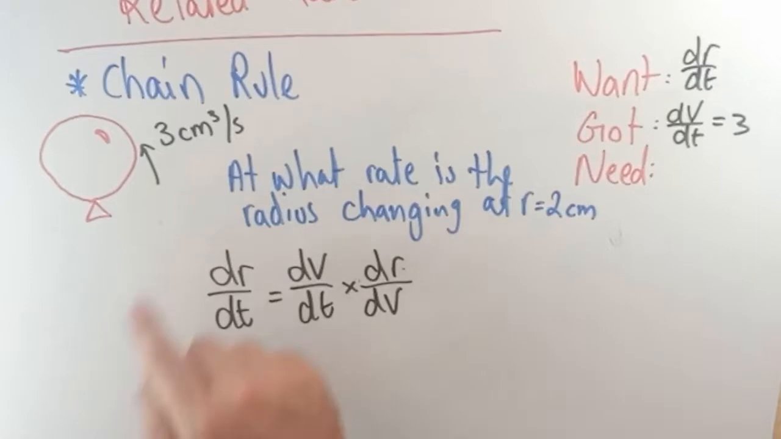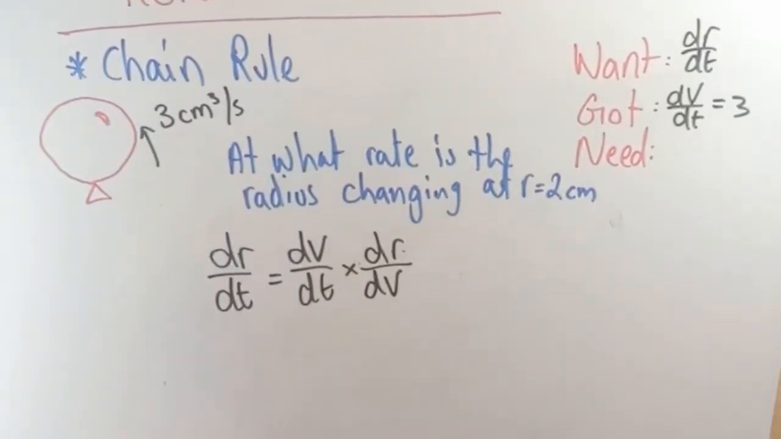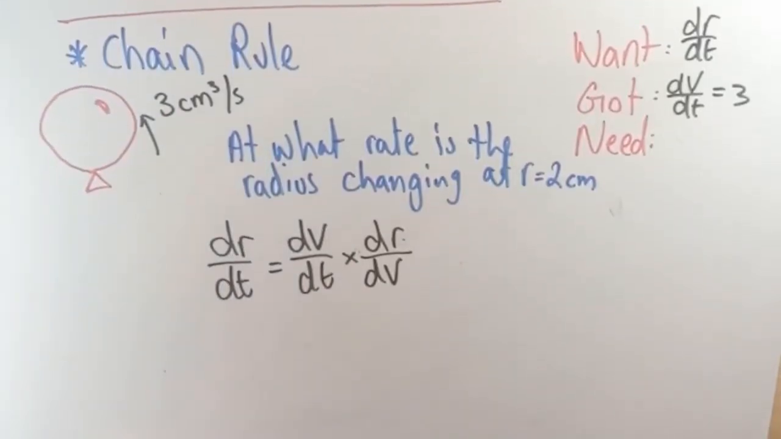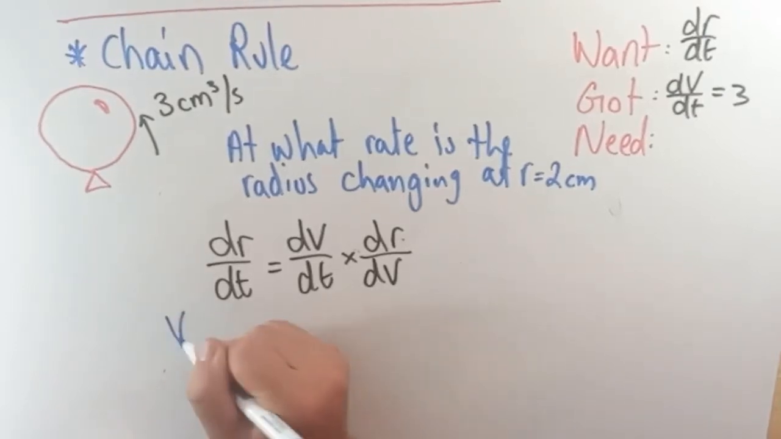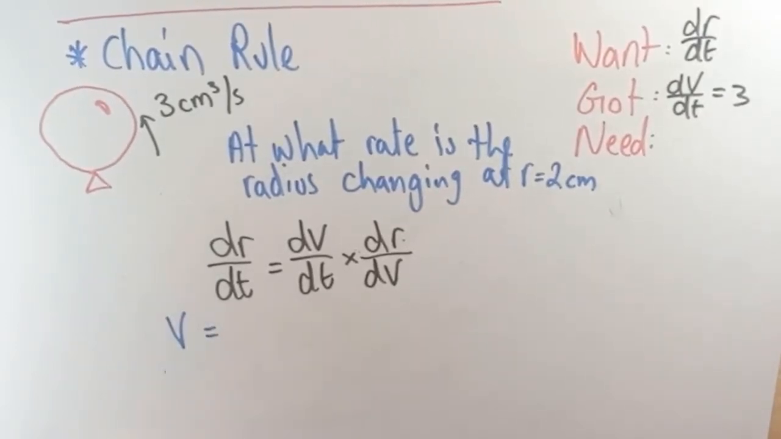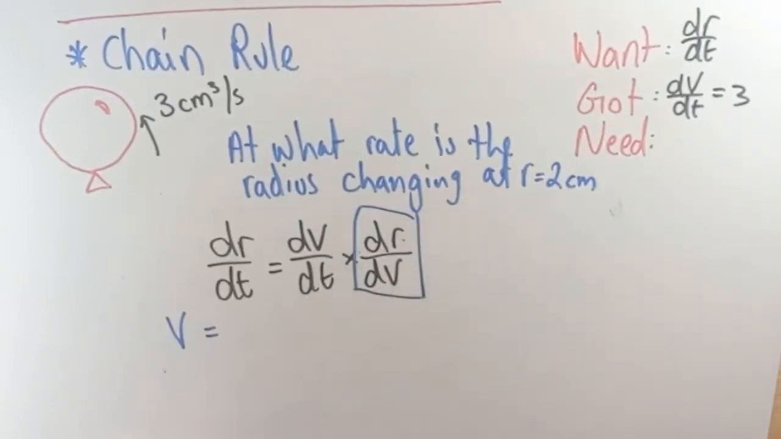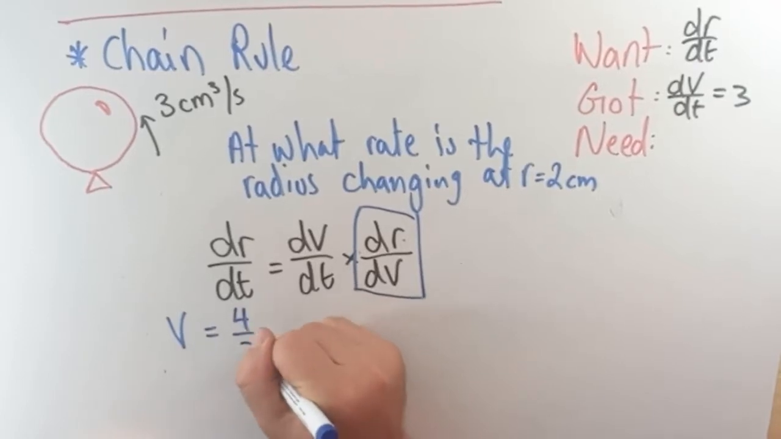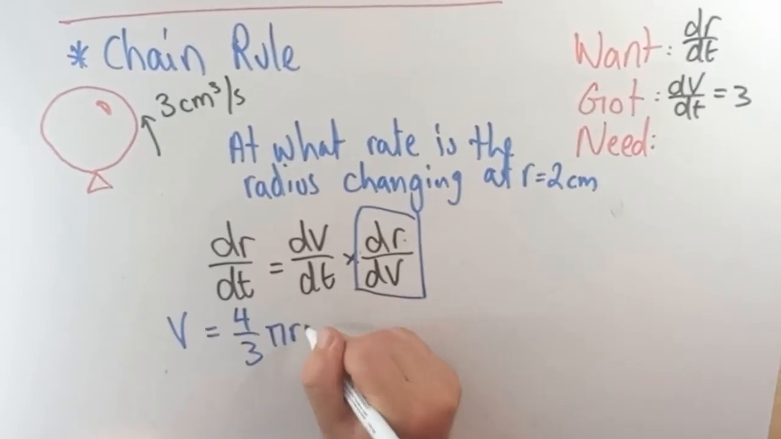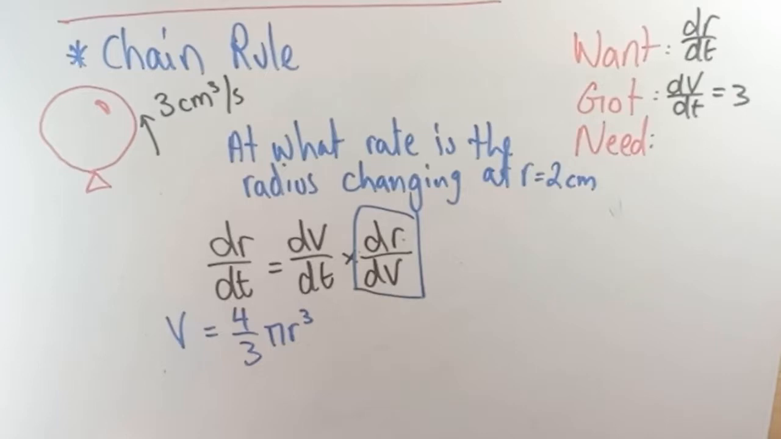So what do we know about this? This is a spherical balloon, perfectly spherical. So what's the volume of our sphere? We're putting all our effort into this bit. So the volume of the sphere is, what is it these days? 4/3 pi r cubed. Now it's easy to take a derivative of this with respect to r, so we can get dV/dr.